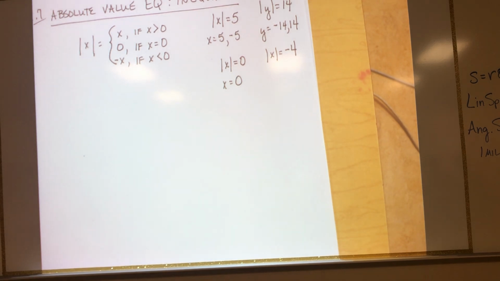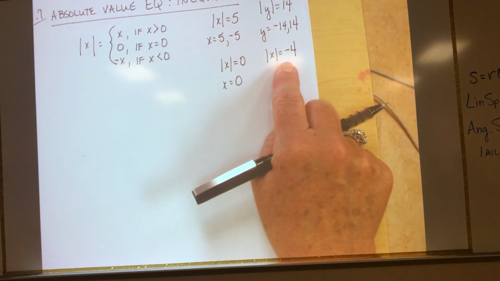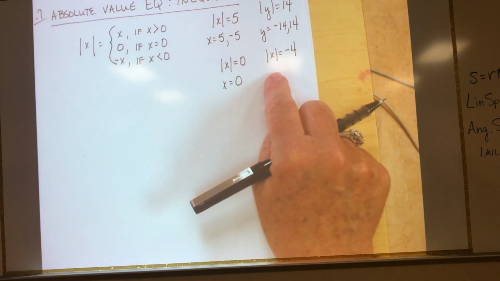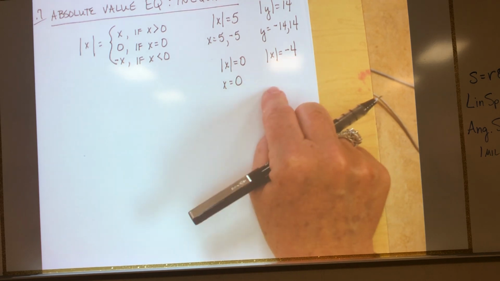That's when it's negative 4? That's not right. What's the absolute value of 4? Wait. So it's the opposite, negative 4? What's the absolute value of negative 4? Four. Is it the negative exponent outside?